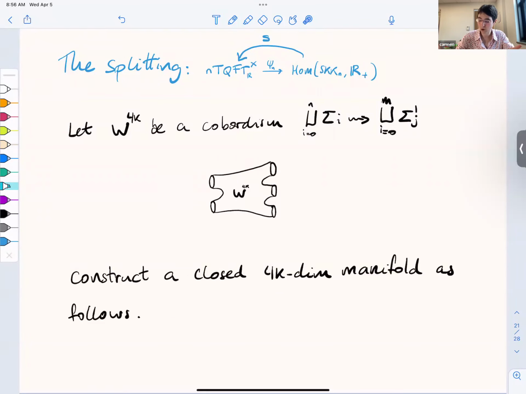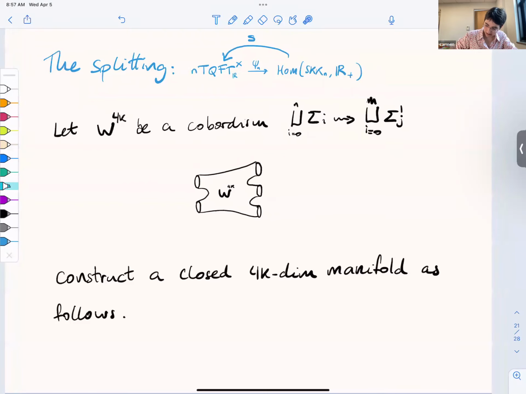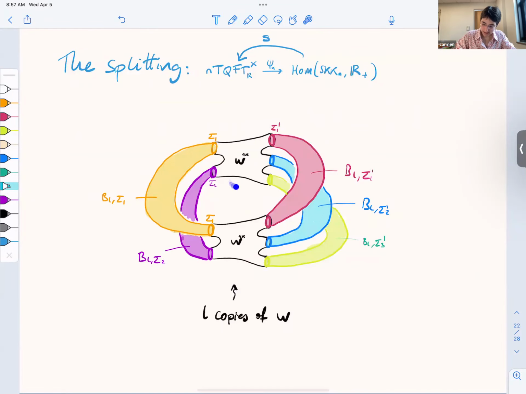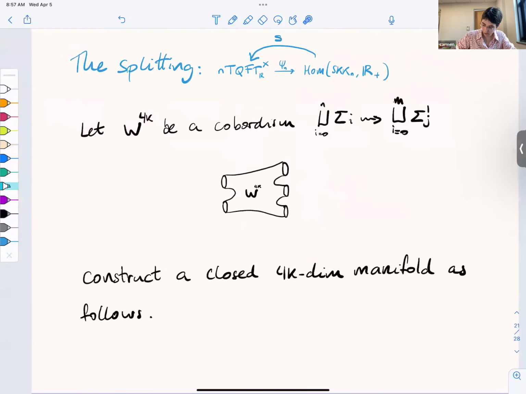a 4k dimensional closed manifold, but there's a trick of doing that. So the way I'm going to do this, I'm going to take any cobordism. Now these boundaries are allowed to be whatever you want. And this is a 4k dimensional cobordism. And I'm going to construct a closed 4k dimensional manifold by doing the following. Now comes a big picture. We'll look at it step by step. So I'm going to take that W manifold, and I'm going to take L copies of it, L being the order of your group here.